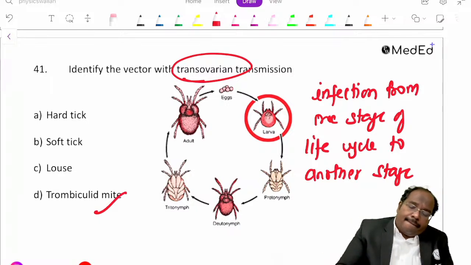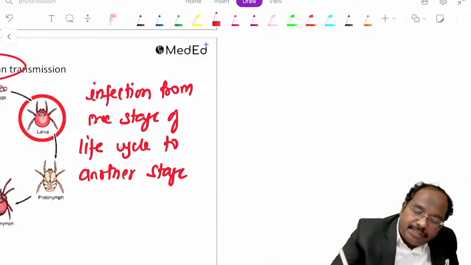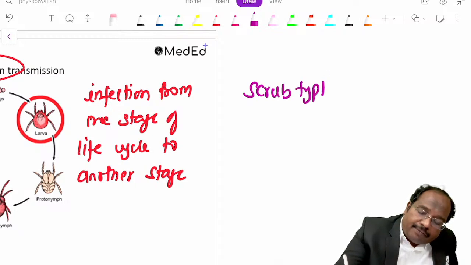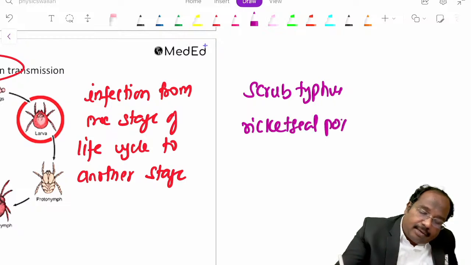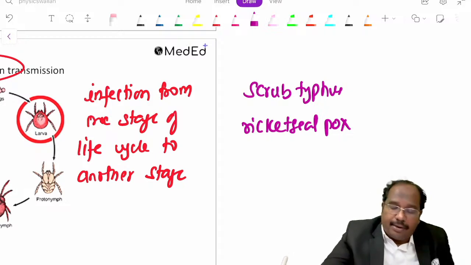Now what is the disease it transmits? This trombiculid mite transmits scrub typhus and rickettsialpox. Okay, scrub typhus and rickettsialpox. Trombiculid mite.